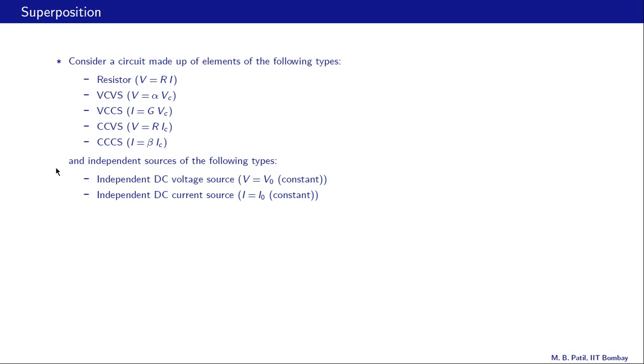In addition to these elements, we have some independent sources: independent DC voltage sources, for which V is V0, just a constant. For example, V0 could be 5 volts or 100 volts. And independent DC current sources, for which I is I0, again a constant. I0 could be 5 milliampere, for example, or 1 ampere.